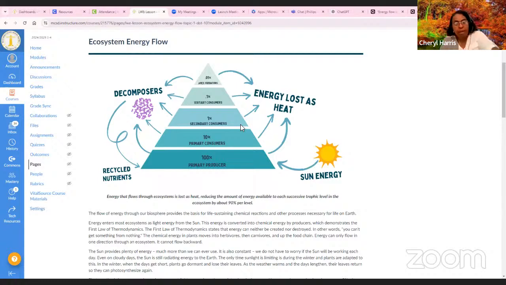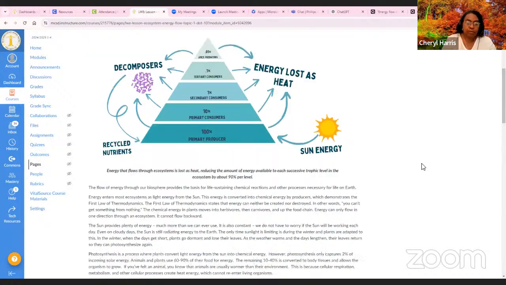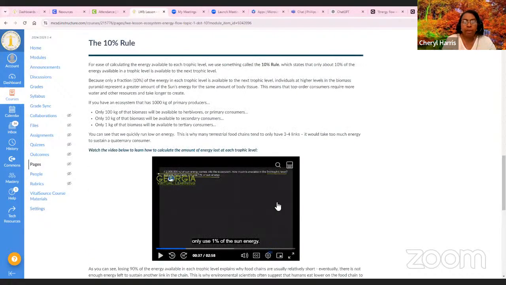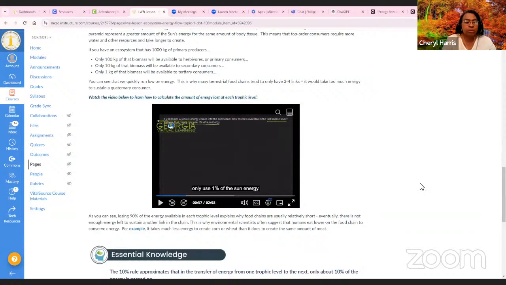Okay, so again, you have to imagine that you have this pyramid in front of you. The producers are the first level, primary consumers are the second, and the secondary consumers are your third level. Okay. All right, so that's the third.